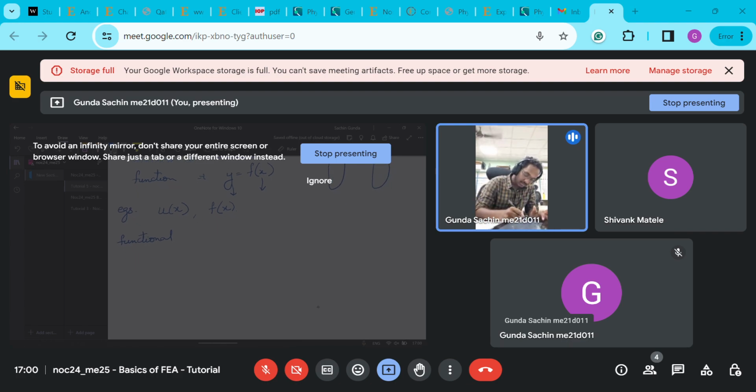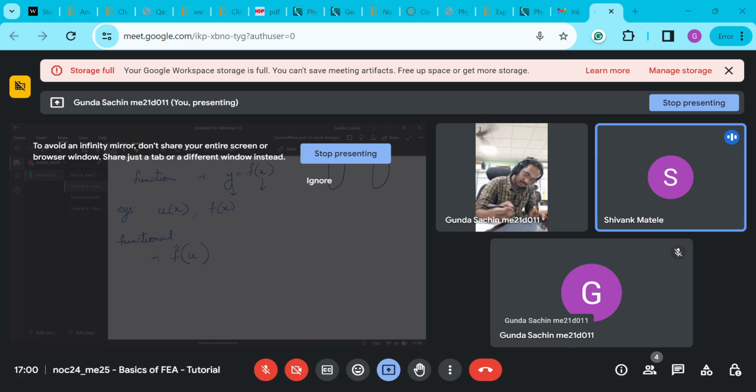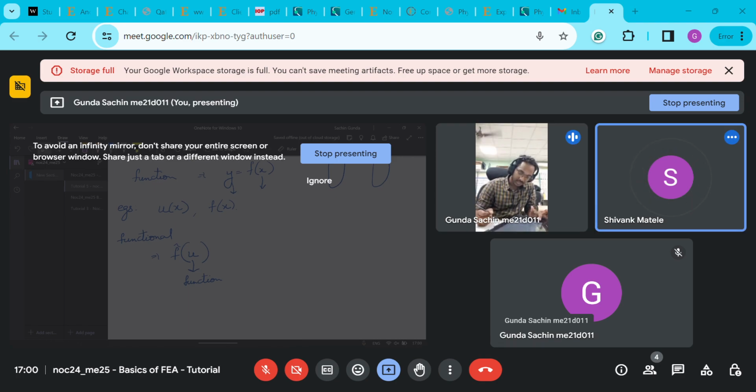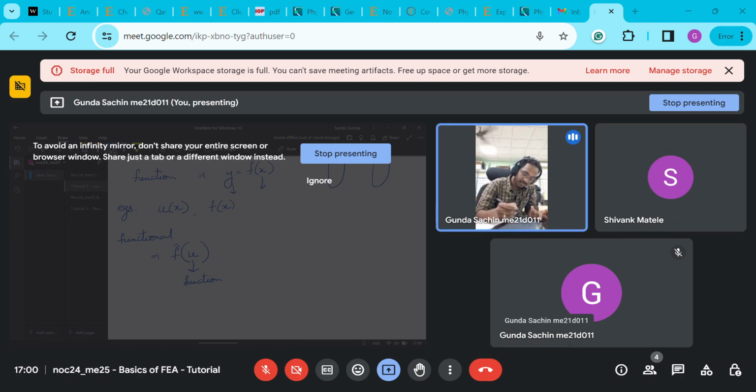Let's say there is a function of functional. It means it is a function of functions, where u is a function in itself. Okay, so the input of a functional will be a function. Inputs are functions. That's it.